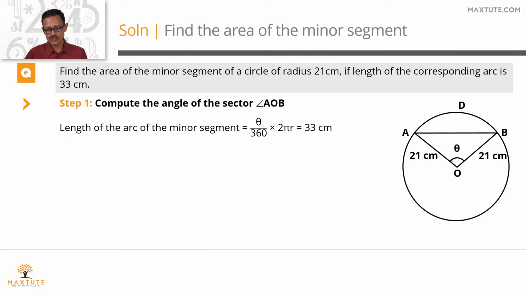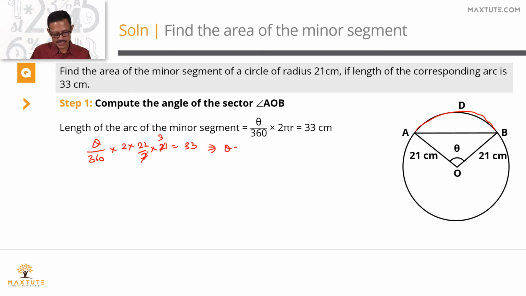Step 1, let's find out this angle subtended by the sector at the center of the circle. We know the length of this arc is equal to 33. Length of the arc is equal to theta by 360 into 2 pi r. That is the 33. So theta divided by 360 into 2 times pi, which is 22 by 7, into radius, which is 21, is equal to 33. The only variable in this is theta. Let's find it out in a minute. The 7 gets cancelled with this 21 to leave us with a 3.